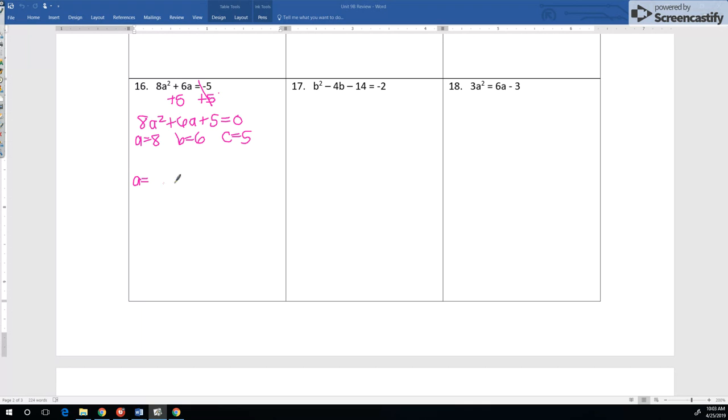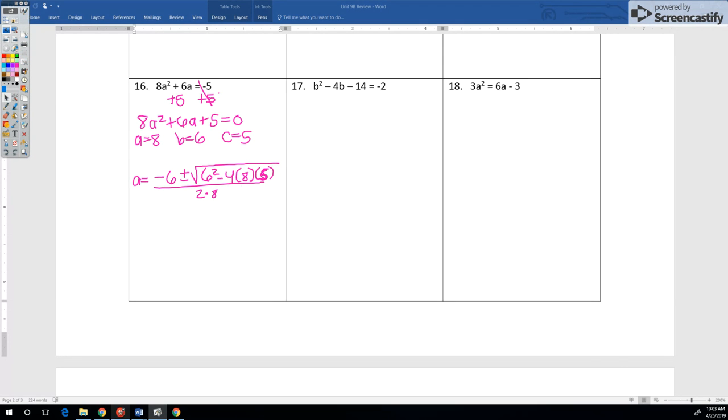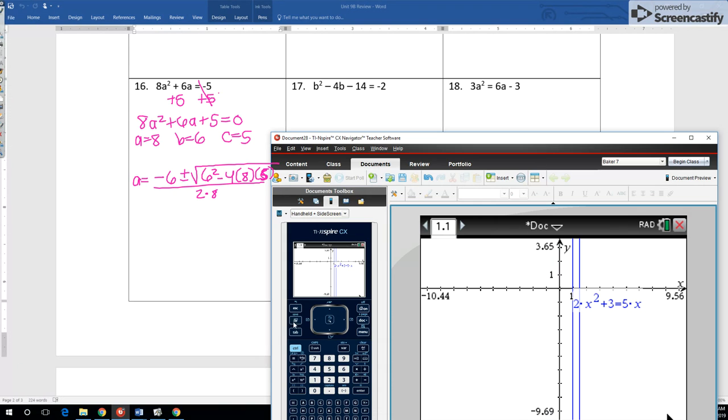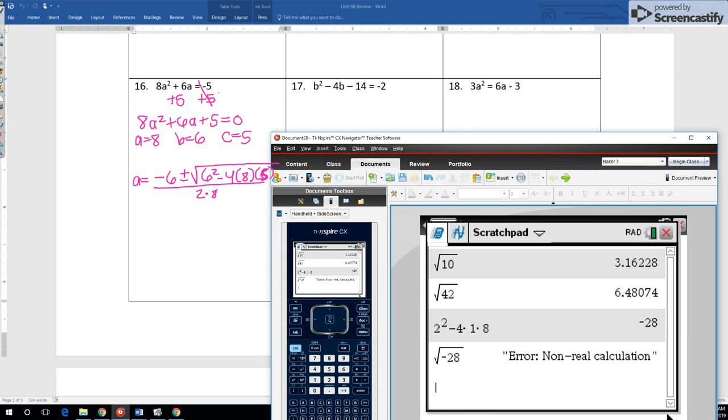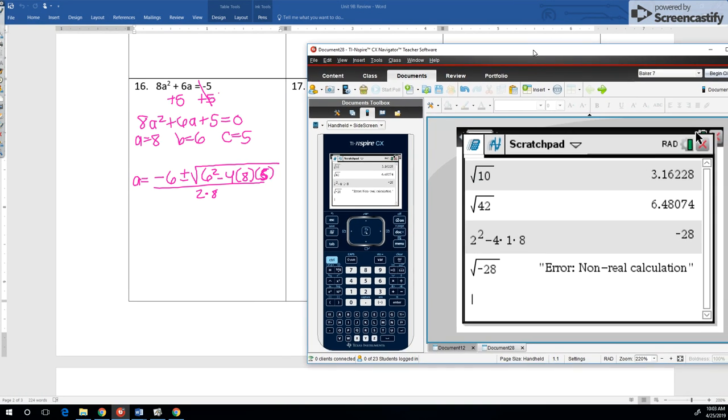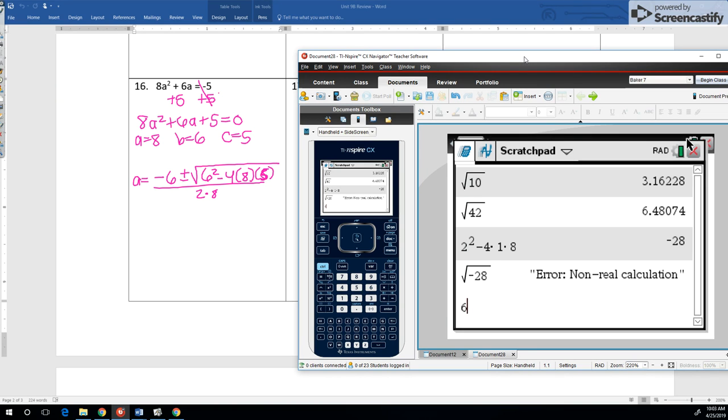So a is equal to the opposite of b plus or minus the square root of b squared minus 4ac, all over 2 times a. So I'm going to go to my calculator and calculate the discriminant. I have b squared minus 4ac.